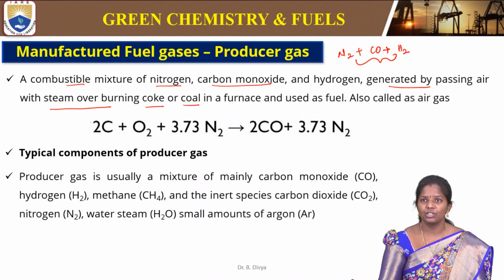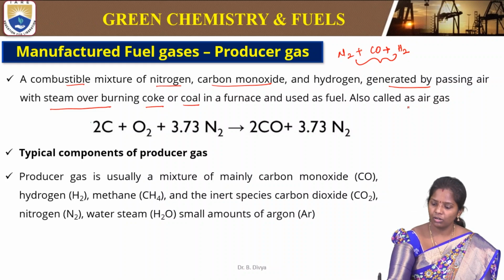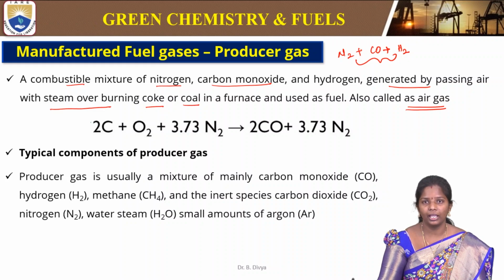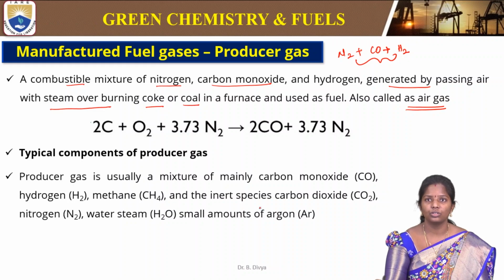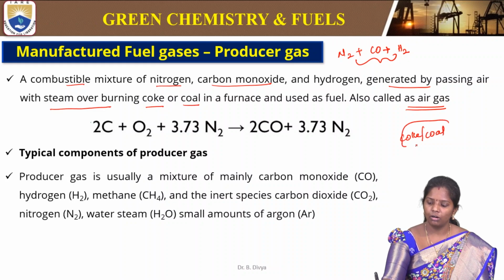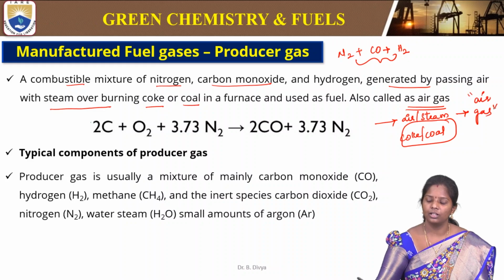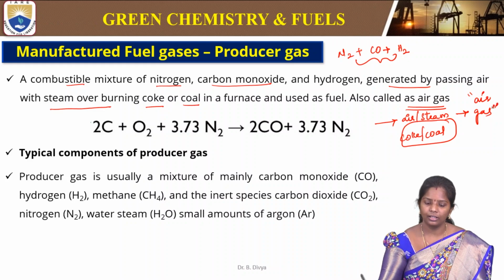So producer gas is a mixture of carbon monoxide, nitrogen and hydrogen. It is also called air gas. Why are we calling it air gas? Because we are passing air with steam. This steam and air together pass onto the burning coke or coal. We are sending air with steam, so ultimately we are producing some gas. That is nothing but air gas. So that is how it is called air gas.